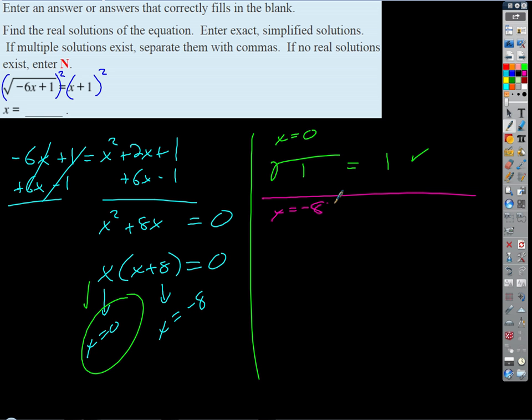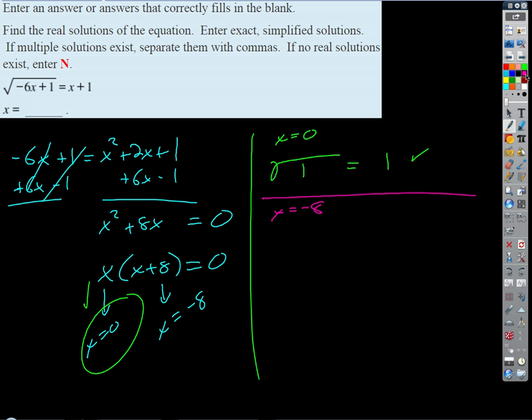Okay, we can already see we're going to have a problem. When I plug -8 in on the right side of the equation, I get a negative result. And we know that the output of a square root, at least a square root of real numbers, cannot be negative. And so we already know that's not going to work. But what if we didn't see that?